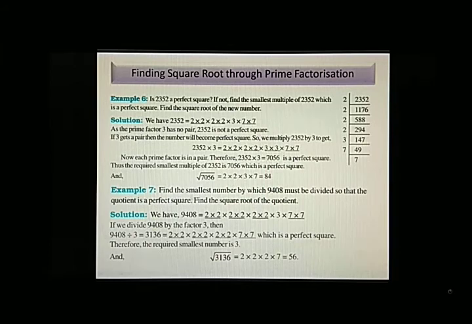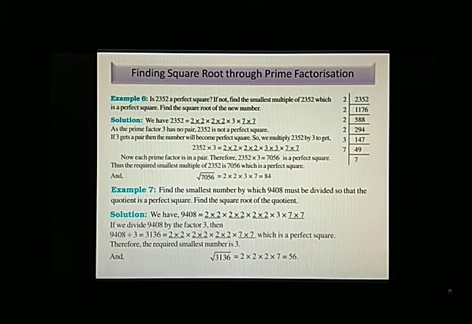So what is the smallest number by which we divided to get this perfect square? Obviously it is 3. And then what do we have to find? We have to find the square root of this number, the quotient. So the quotient will be this. So I have to find out the square root of this number. That's very simple. I hope you understood this.